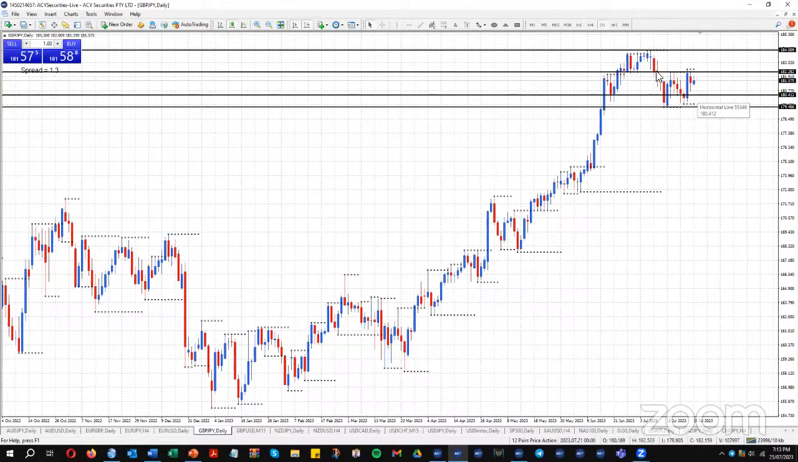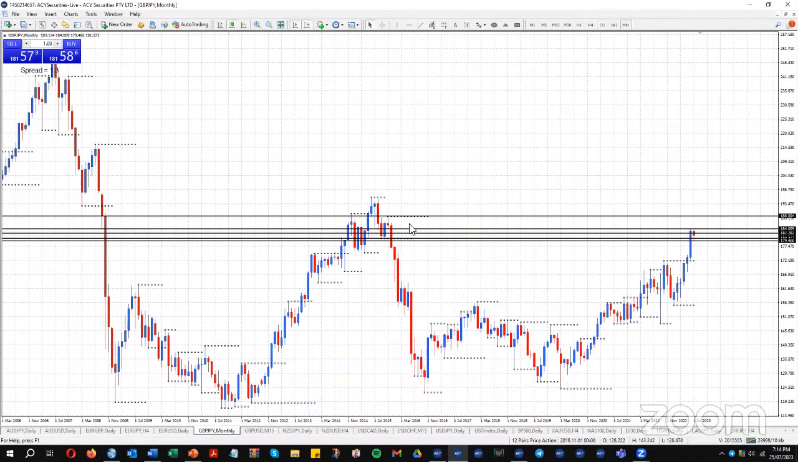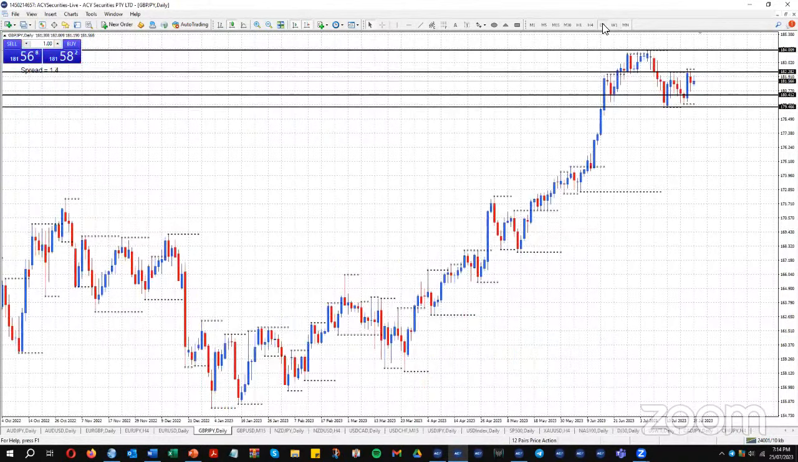This 180.41 level is from your monthly chart. It's this monthly low here that we're above. It's becoming support now for the market. So I'll just be looking for a dip back down to test 180.41. Whether or not the market can offer that, I don't know.